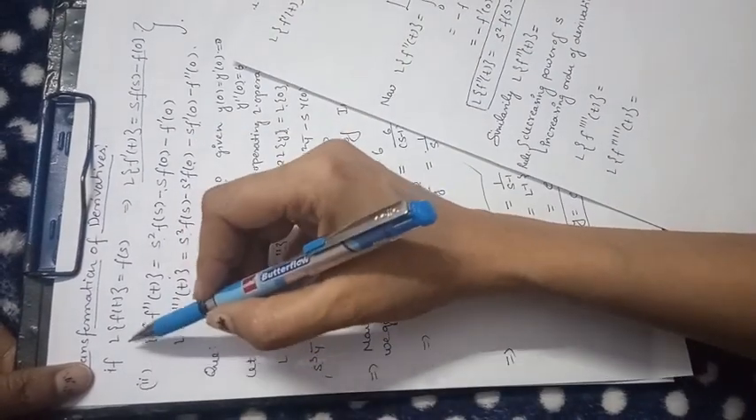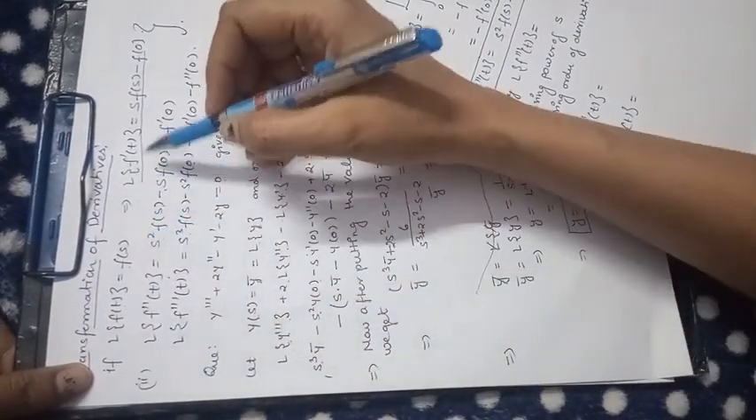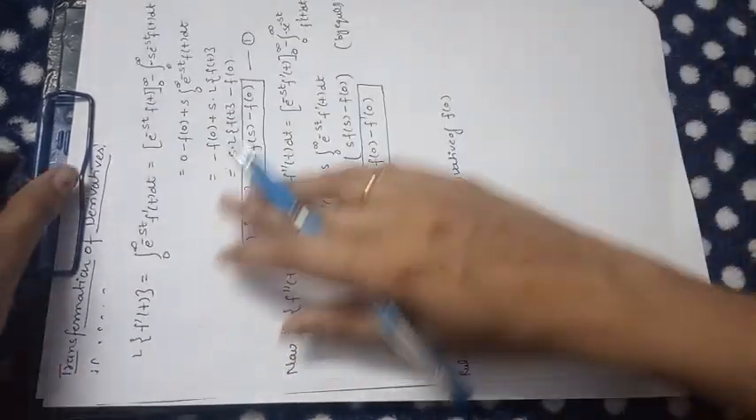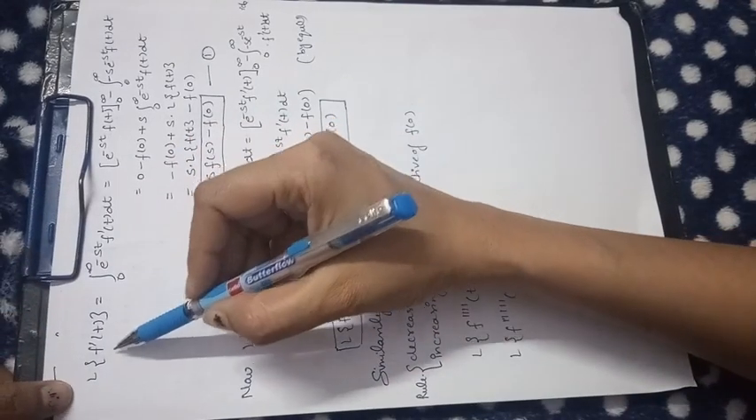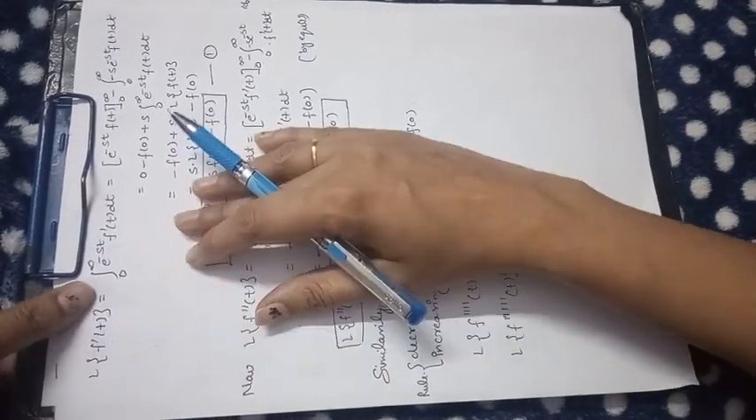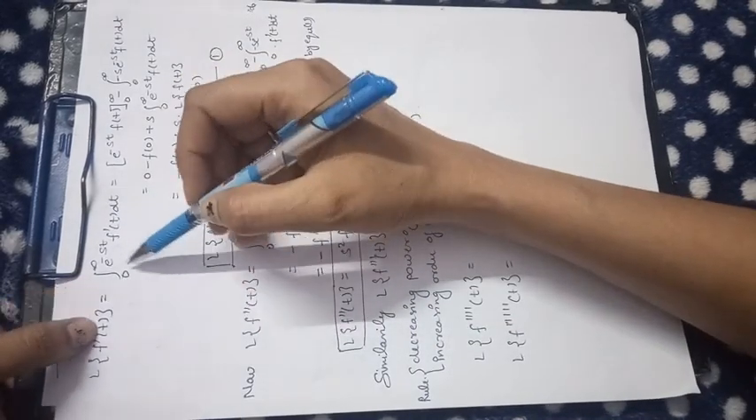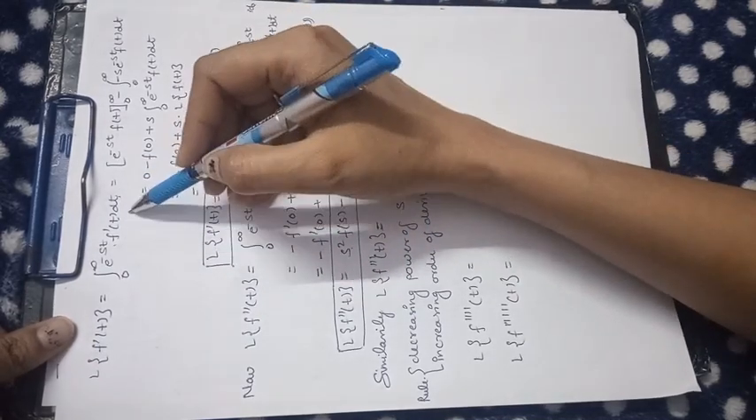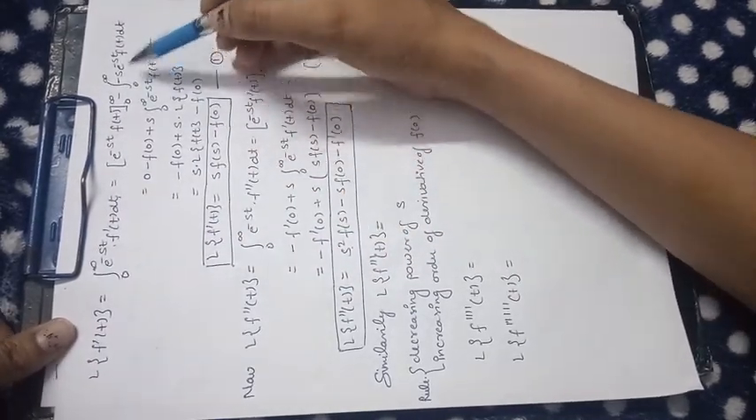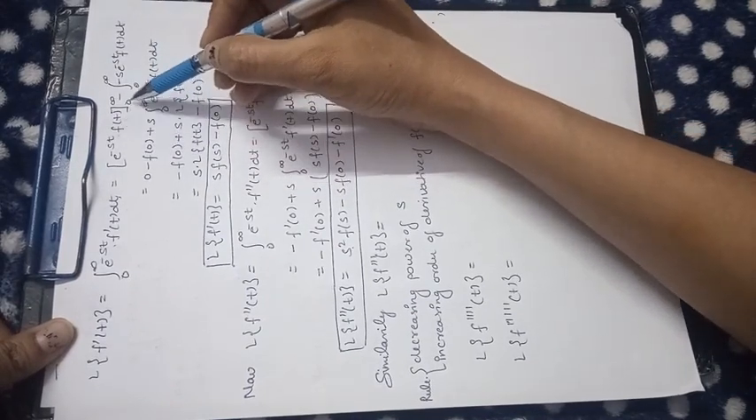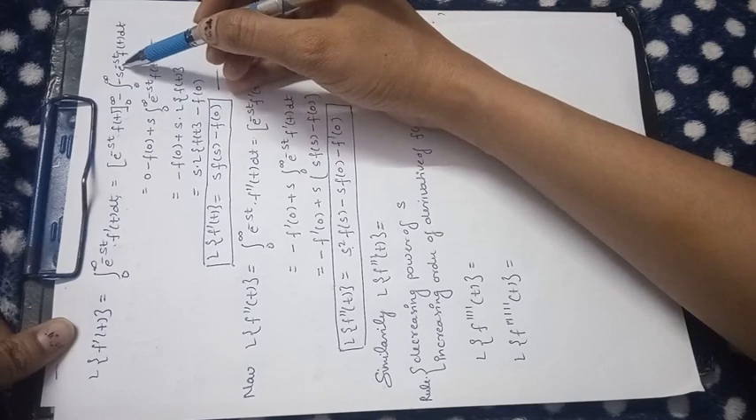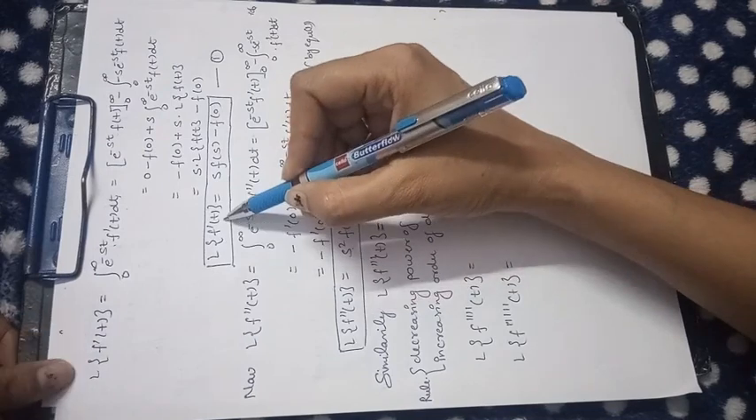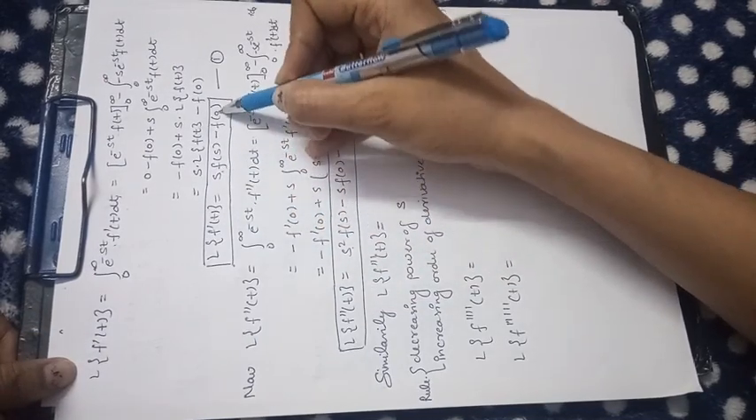Transformation of derivative is: if the Laplace transformation of f(t) is equal to F(s), then the Laplace transformation of f dash t is equal to sF(s) minus f(0). How? Let's see. We have to find the Laplace transformation of the derivative. By the rule of the Laplace transformation, this can be converted as integral 0 to infinity e raised to power minus st f dash t dt. Now integrate it, you will get e raised to power minus st into f(t) from 0 to infinity, minus integral 0 to infinity of minus s into e raised to power minus st f(t) dt. After solving this, you will get the Laplace transformation of the derivative is equal to sF(s) minus f(0).